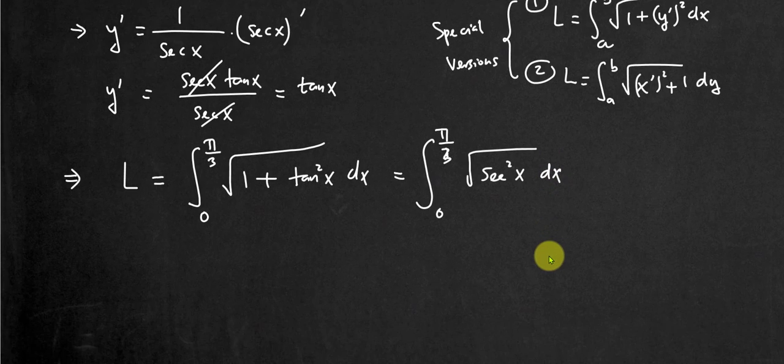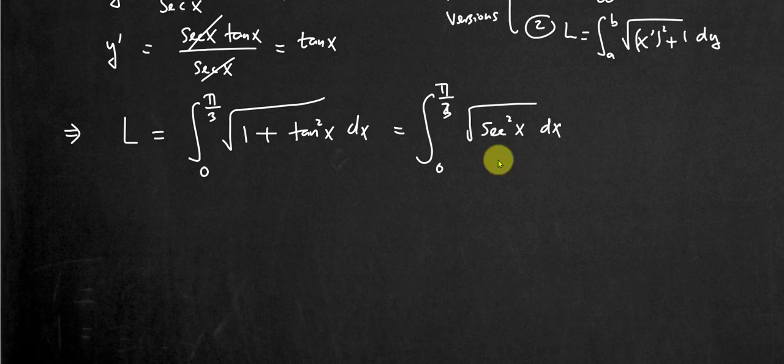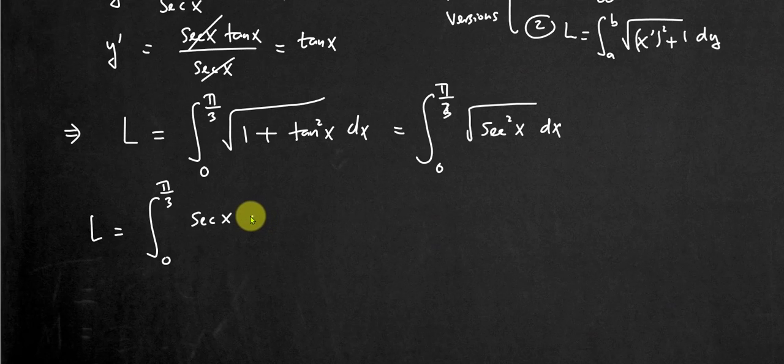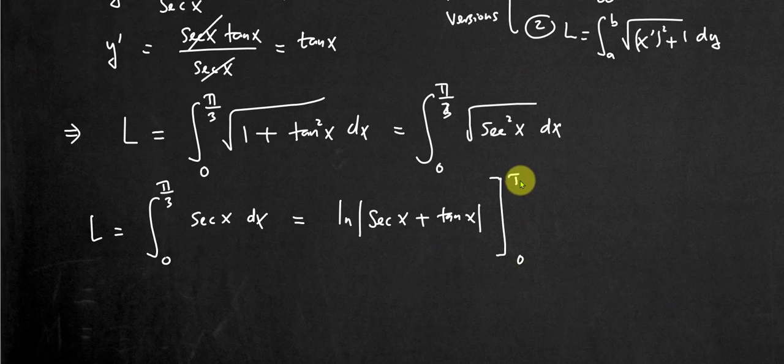Now we keep simplifying these expressions. We have the square root of secant squared. It's just secant, right? The square root and the power of 2 cancel out. So we have the integral of secant of x dx, and the integral of secant of x is the ln of the absolute value of secant of x plus tangent of x. Now you want to evaluate the answer from 0 to pi over 3, from A to B.